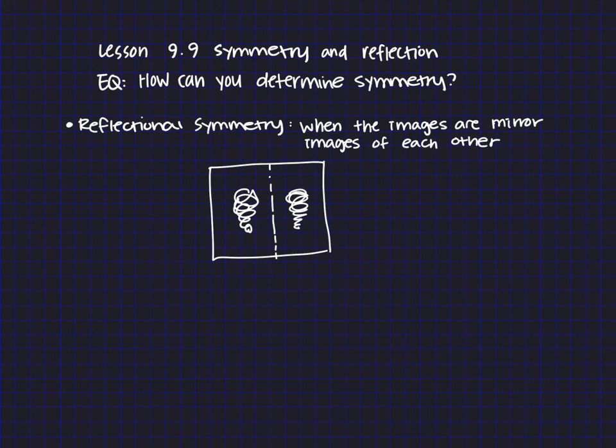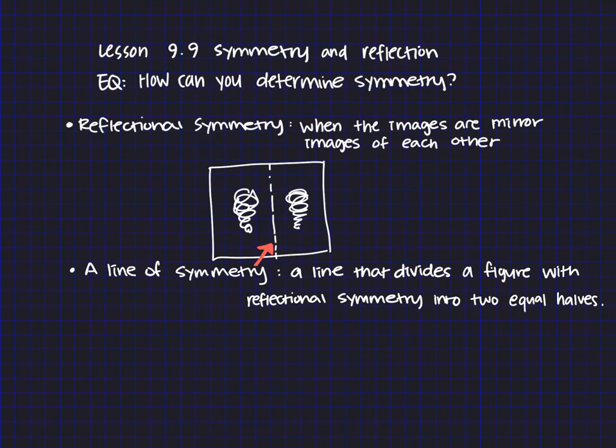In this case, the part that I folded for this paper, this line is going to be called a line of symmetry. Basically, this line of symmetry is a line that divides a figure with reflectional symmetry into two equal halves. So it must be two equal halves, and you need to have reflectional symmetry. If they're not reflectional symmetry, then even if you cut something in half, they're not going to be congruent on either side of it.